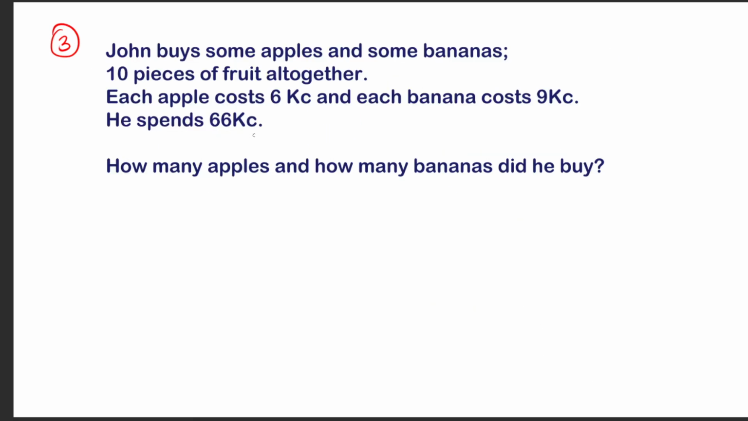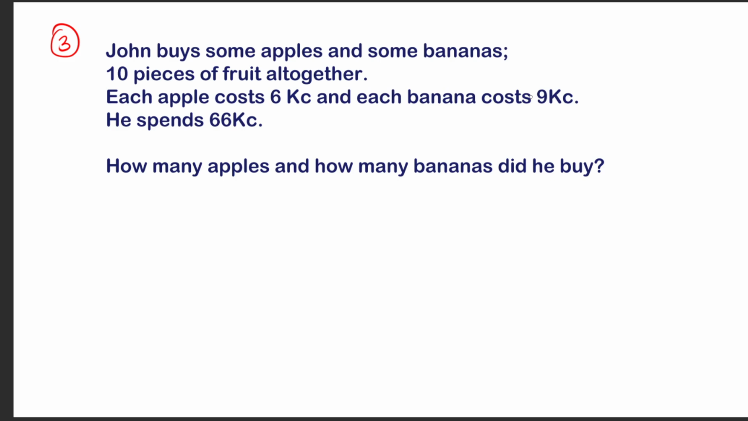Okay, one last one. Slightly different. Again, apples and bananas. Let's assume it's a different shop. So John buys some apples and some bananas. He's going to buy 10 pieces of fruit altogether. Okay, so he might buy 3 apples and 7 bananas, or 5 apples and 5 bananas. But we just know that he buys 10 altogether. Each apple costs 6 crowns and each banana costs 9 crowns.